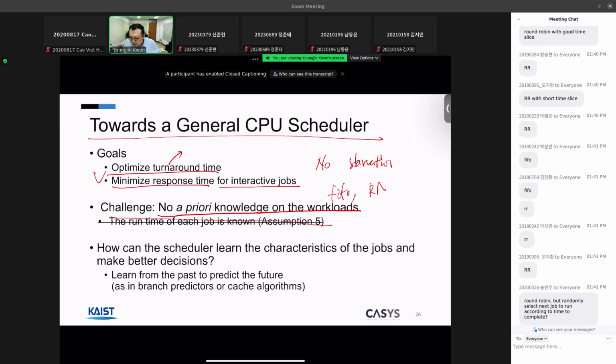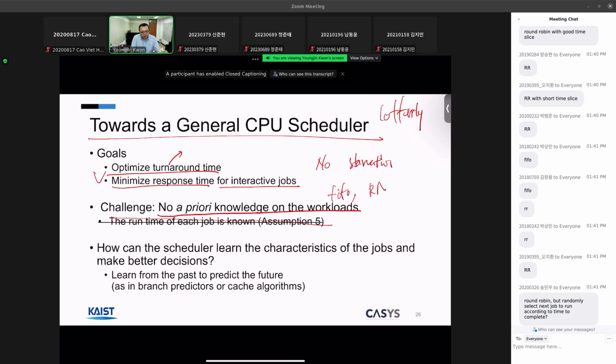But randomly select the next step according to time to complete. That's good. Your idea is called lottery scheduling. We will not cover lottery scheduling in this undergraduate course, but it is a good randomized scheduler for achieving this kind of goal. In the book Three Easy Pieces, there is a chapter describing it. If you want to understand more advanced scheduling techniques, read the chapter, but it's not mandatory in the course.